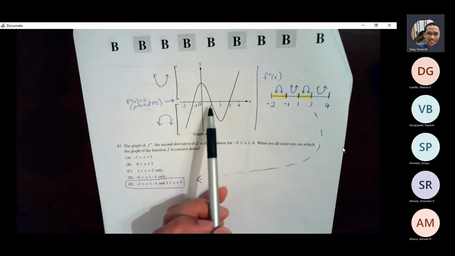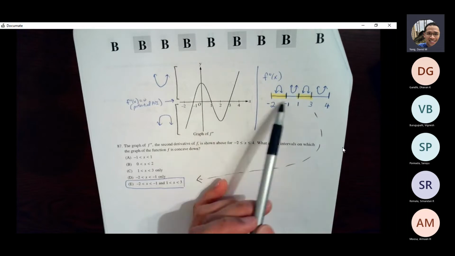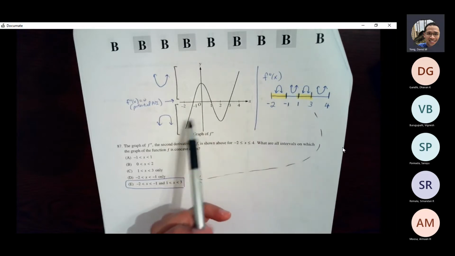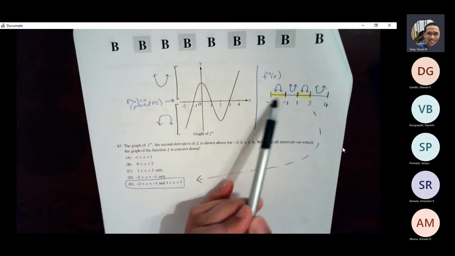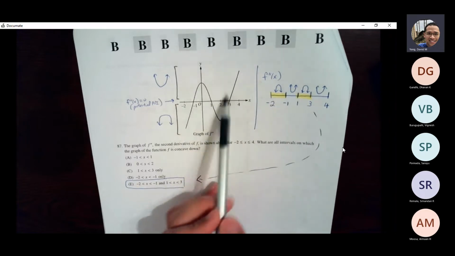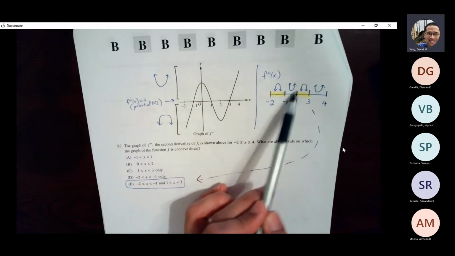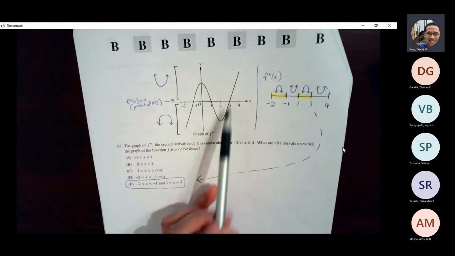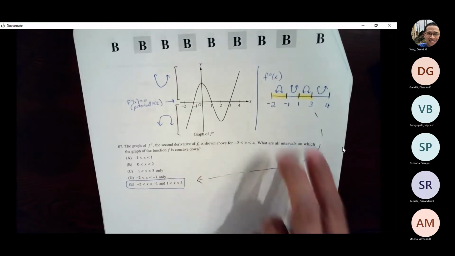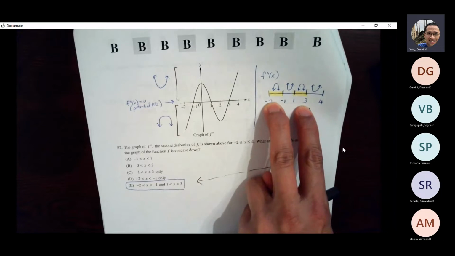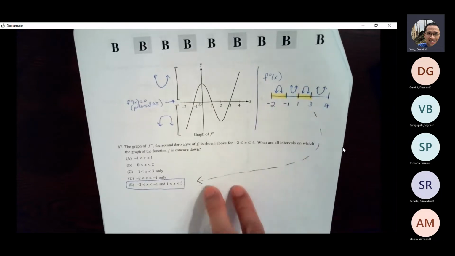Okay, critical points, -1, 1, and 3. Between -2 and -1, below the x-axis, concave down. Between -1 and 1, concave up, and then concave down, and concave up. So concave down in these two intervals from -2 to -1, and then from 1 to 3.